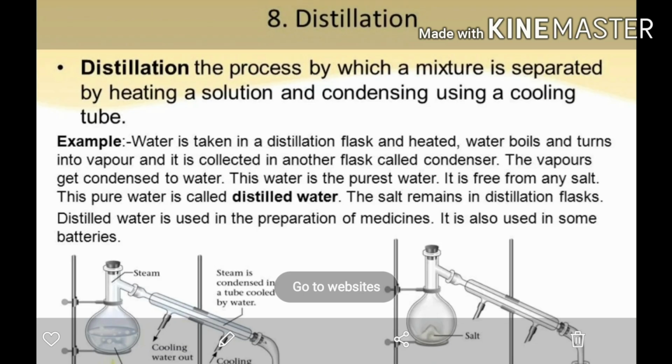Now this is the setup of the distillation process. Distillation is a method of obtaining pure liquid from a solution. Distilled water is obtained by this method. As the water in the flask is heated, it evaporates and passes through the condenser, and it cools down and comes down as droplets of distilled water, and it is collected in another conical flask as shown in the figure. So the mixture is separated by heating the solution and condensing using a cooling tube.